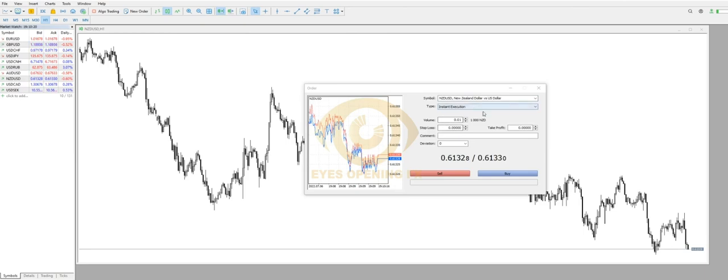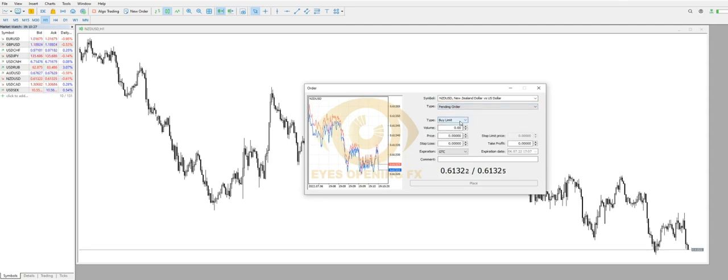Okay, so this is New Zealand dollar. Here we have the instant execution and pending order. If you change it to pending order, it will give you a buy limit, sell limit, just like we explained, buy stop and sell stop, and also buy stop limit and sell stop limit. From here you have volume, which is your lot size, the amount you are willing to risk on your account. We will explain lot size with time so that you understand it better.